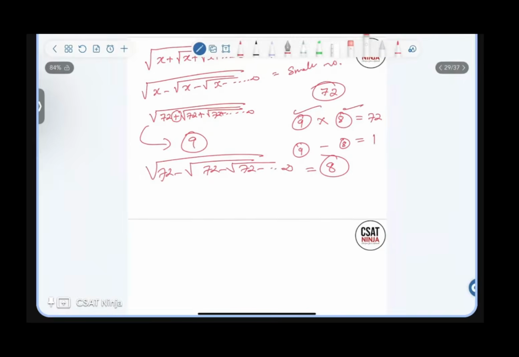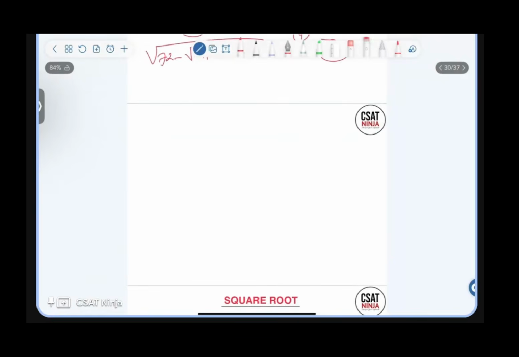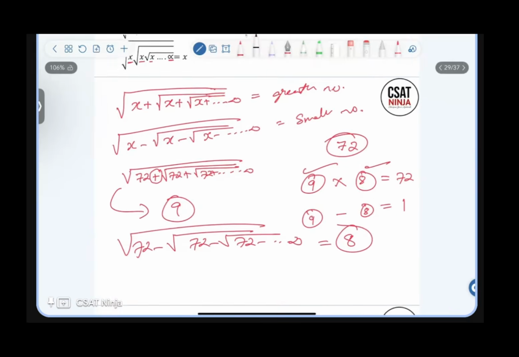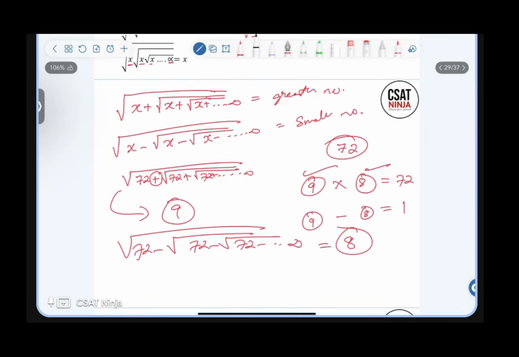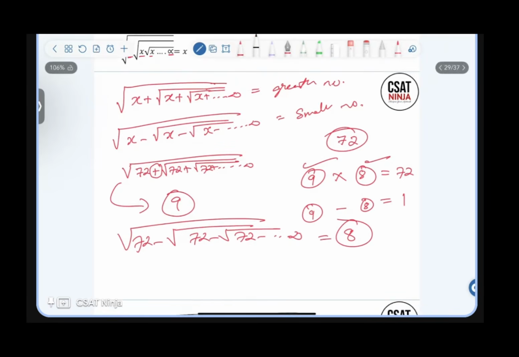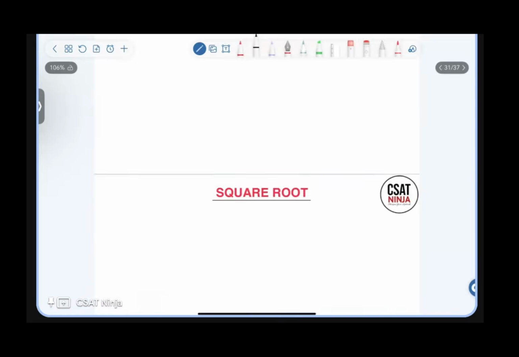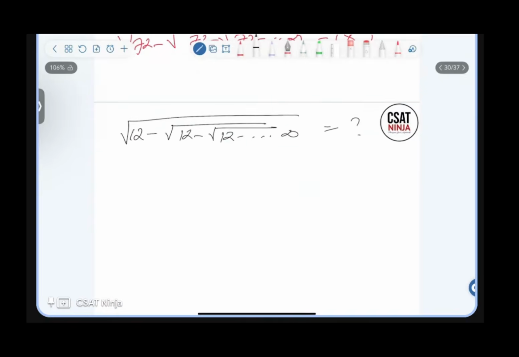So you can try a number here. I'll give you a homework here. Root over 12 minus root over 12 minus root over 12 minus and so on till infinity. You find the value of that. Okay. Are you clear with this concept? Yes, no? If you are done, we can start with, wow, very smart. Yeah, it's 3.